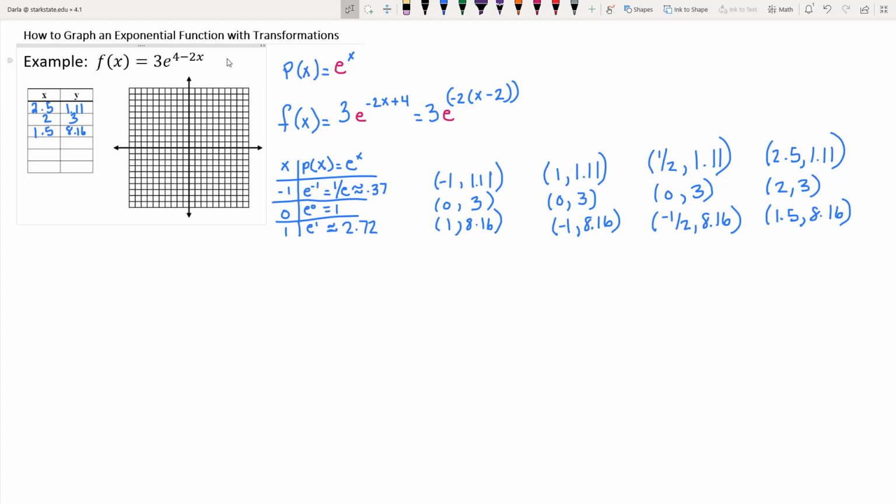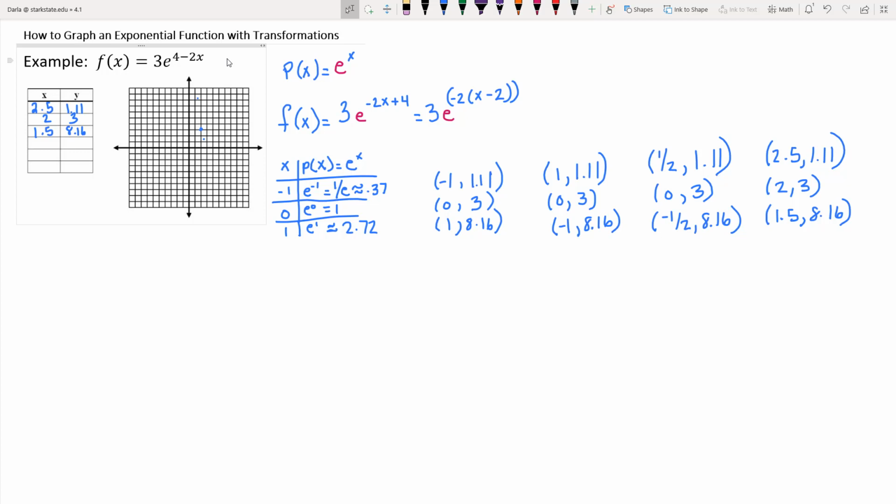And 2.5, 1 and 11/100ths is approximately there. 2, 3, and then 1.5, and then 8 and 16/100ths. It's approximately there.